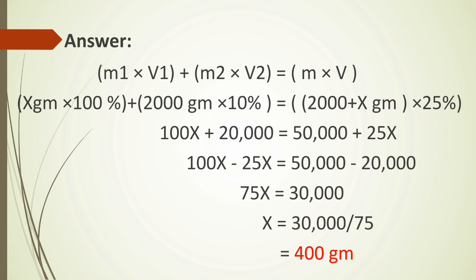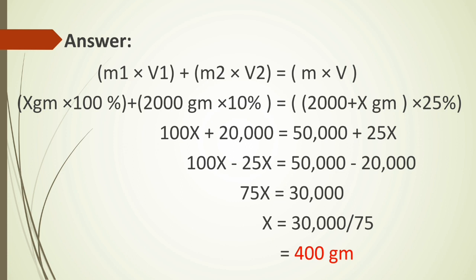So 100x plus 20,000 is equal to 25 into 2000, that is 50,000, plus 25 into x, that is equal to 25x. Once again, 100x plus 20,000 is equal to 50,000 plus 25x. So we can just change the terms, that means we can take together the terms containing x into one side. So 100x minus 25x is equal to 50,000 minus 20,000.